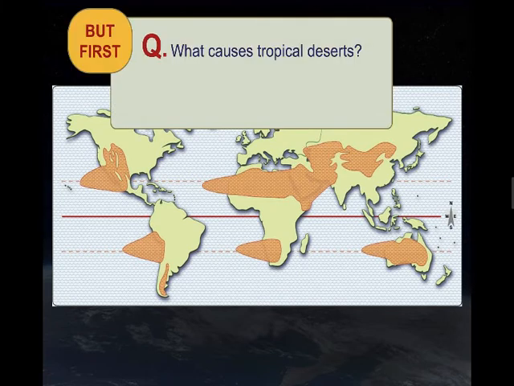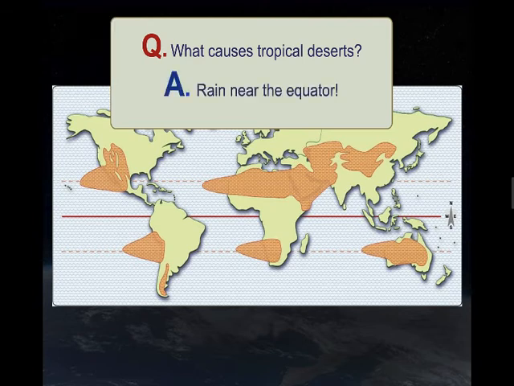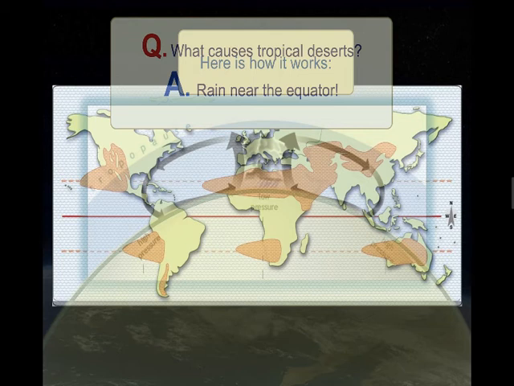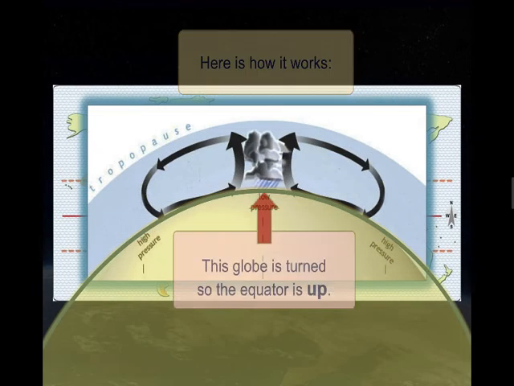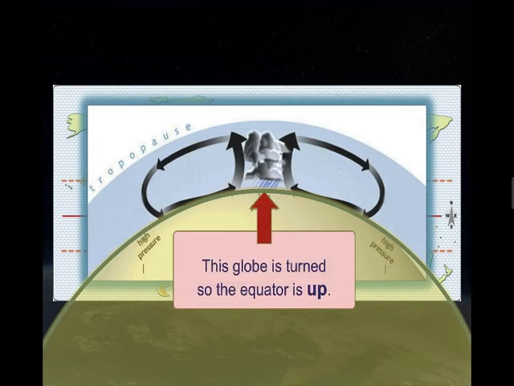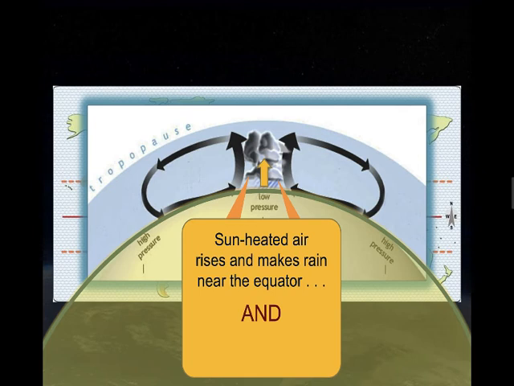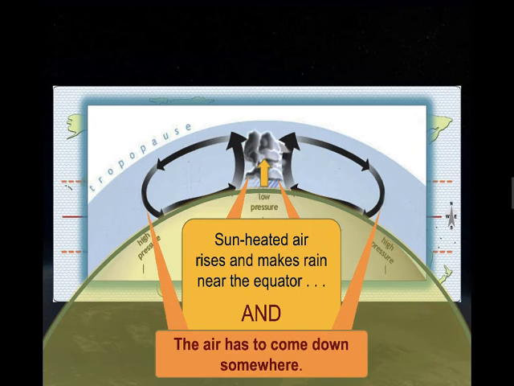But first, let's ask a very simple question. What causes a tropical desert? And the answer is rain near the equator. Here's how it works. I've turned the globe so that the equator is up, and sun-heated air rises and makes rain near the equator. And that air has to come down somewhere.